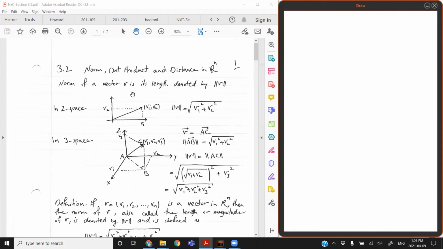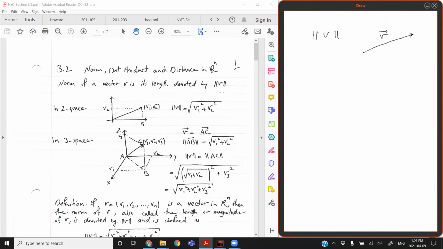So norm of a vector v is the length denoted by this symbol. So we're using double vertical bars, and whenever you see this, it's norm of the vector v, and by that we simply mean how long the vector v is. So if this is vector v, norm of v simply means the length of that vector.